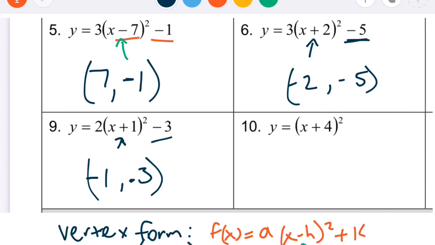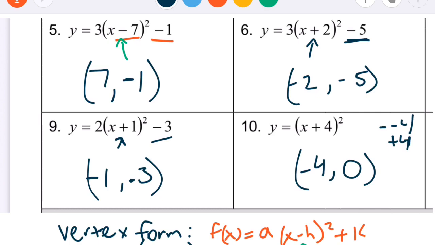Last problem, this one's a little bit different. There is no number in that k position. So you might be thinking to yourself, okay, if there's no number, what number is it going to be? 0. So we know that the y value is going to be 0. And then the x value, again, this is a plus sign. So minus -4 would make that +4. So we know that the x value has to be -4.